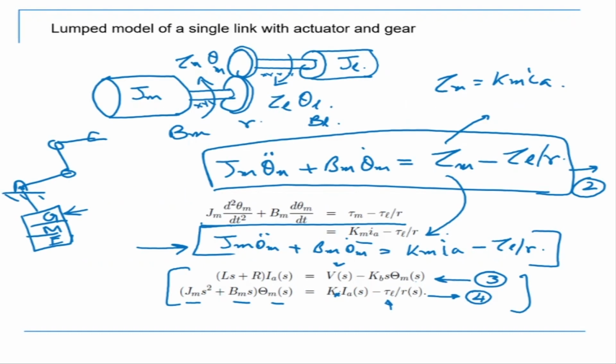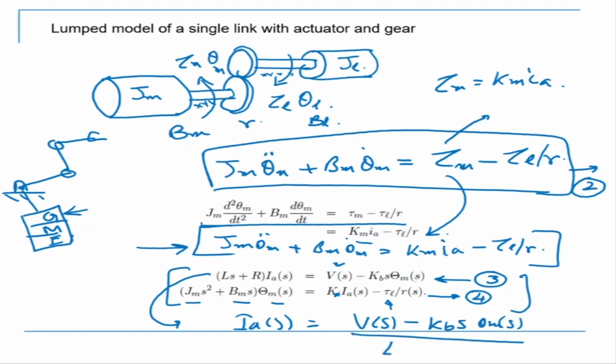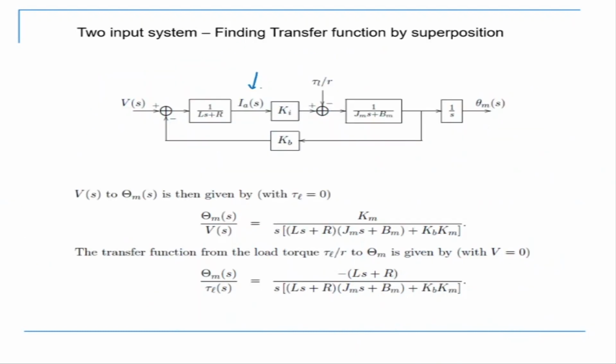If I take this equation, Ias is equal to Vs minus Kb into S theta ms, divided by Ls plus R. So this 1 by Ls plus R is coming, and Vs is coming here. So Vs minus Kb into S is on the top, and in the denominator it is Ls plus R. If you look at the control system, Vb is coming from here.